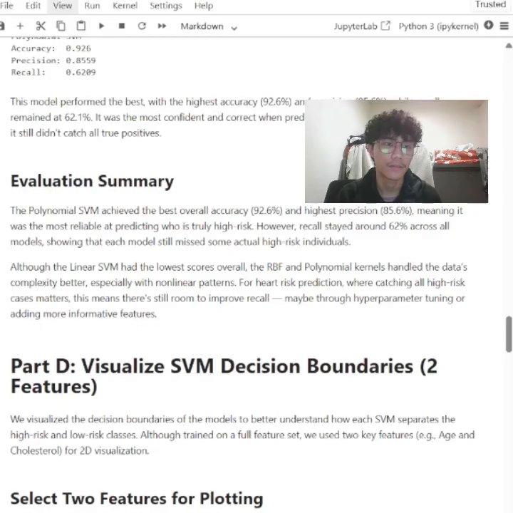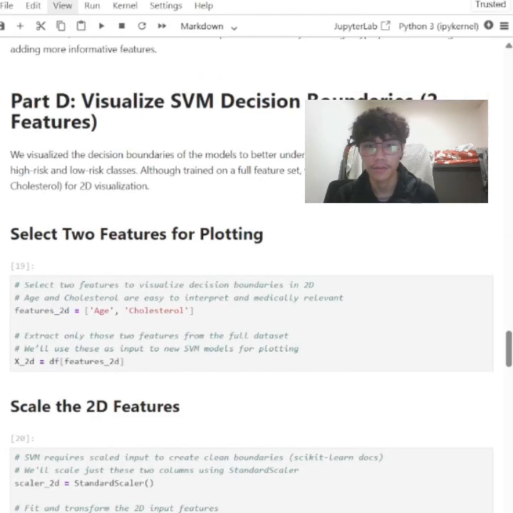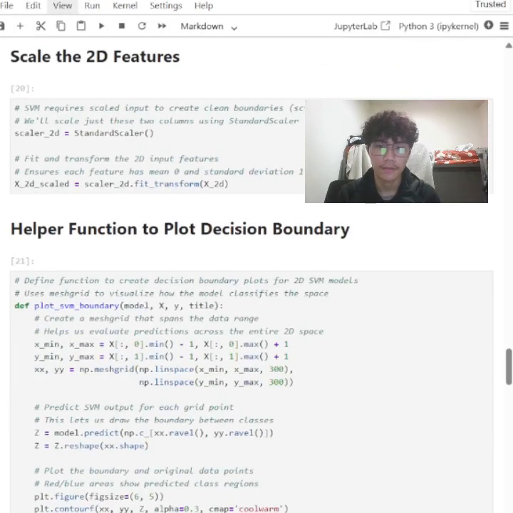And then we move to our next major part, which is to visualize the SVM decision boundaries. Here we visualize these boundaries. Since we can't easily visualize in many dimensions, we pick only two key features, which are age and cholesterol. And you can see it in this code.